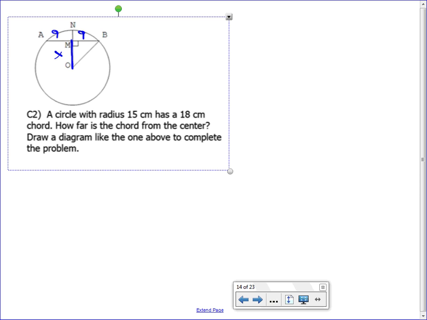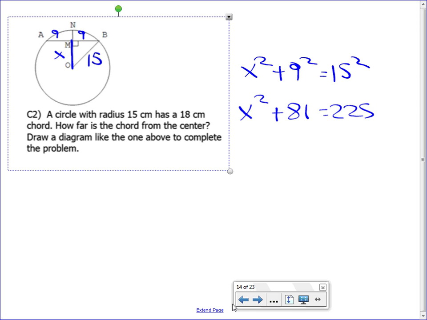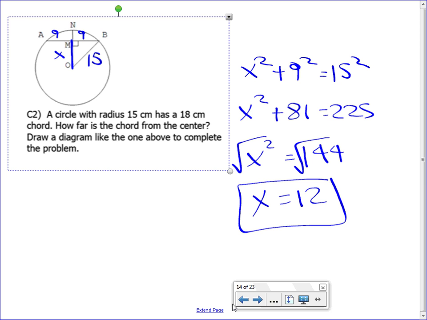I don't know what this is, but I am told what the radius is, which is 15. All right, so now I can use the Pythagorean theorem again. So this is going to be x squared plus 9 squared equals 15 squared. X squared plus 81 equals 225. X squared is going to equal, I believe, 144. Take the square root of both sides, and we get x equals positive 12. And that's the answer for C2.